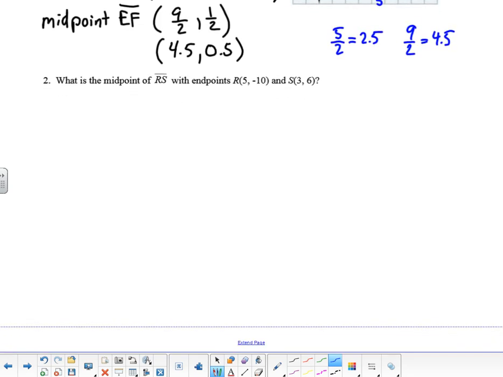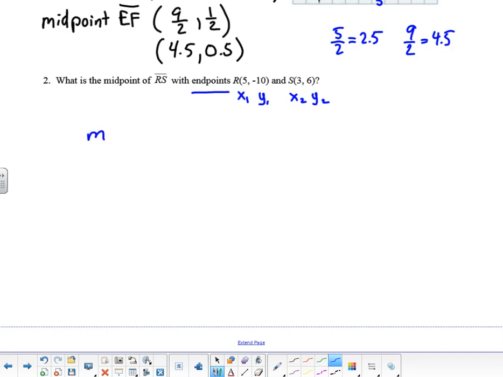Let's do another example. All right, what is the midpoint of RS with endpoints R and S? So notice that we're given the endpoints. And so what I'm going to do is call this first one x sub 1, y sub 1. Next one I'm going to call x sub 2, y sub 2.